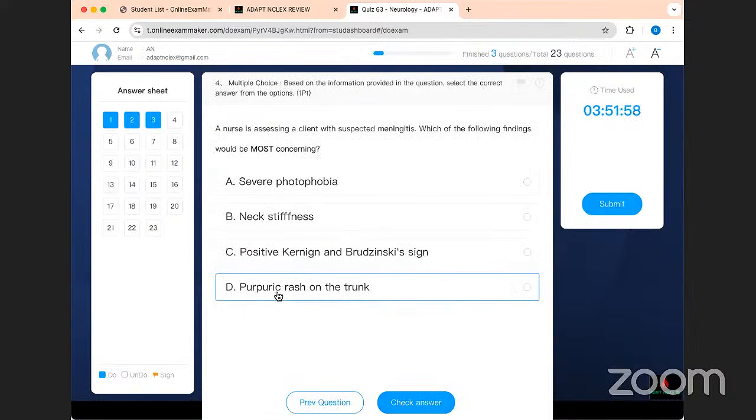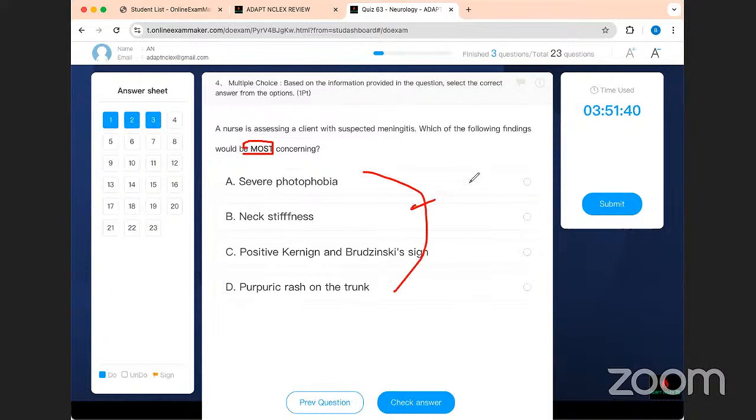And this is assessing the client with suspected meningitis. Look at the words, suspected meningitis. Which of the following findings will be most concerning? Once again, there is a word. I make it big, underline it for you. Most. Keyword is most. That means the others are concerning. But if you have to prioritize, you've got to be sharp. And when you are being sharp, you are not being expected. Take care of things that will kill the patient.